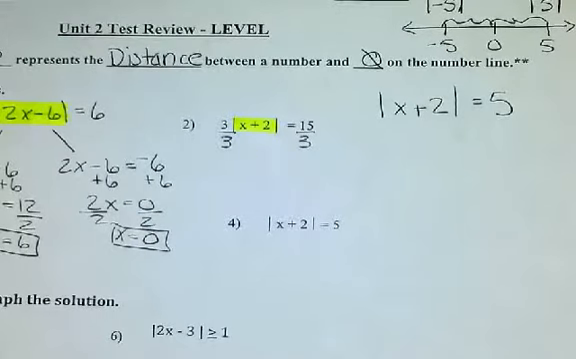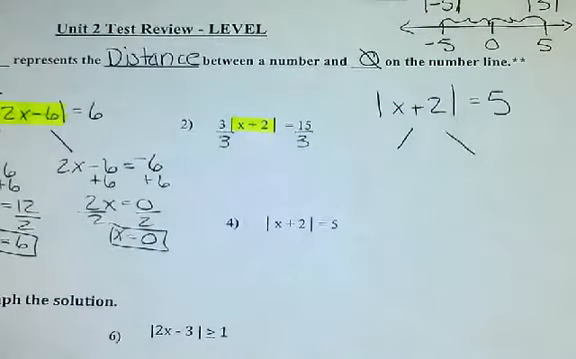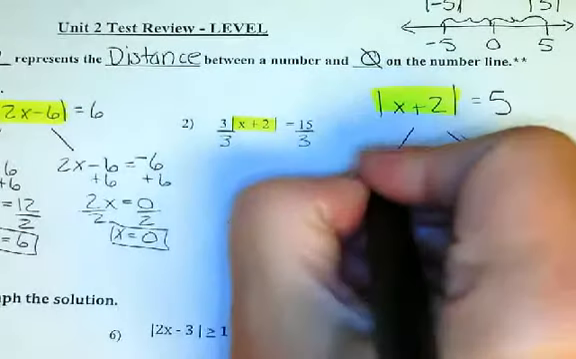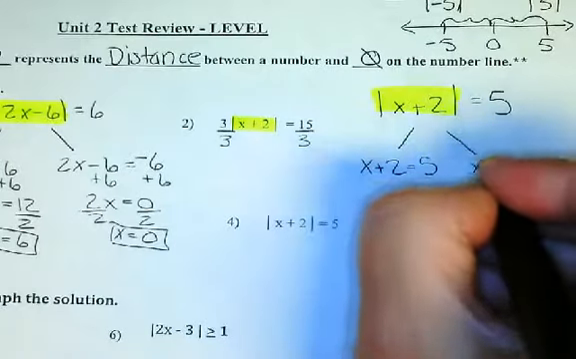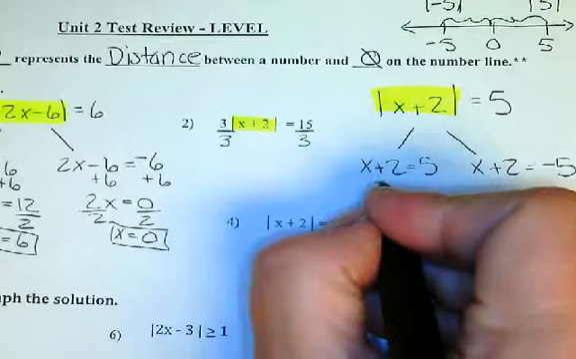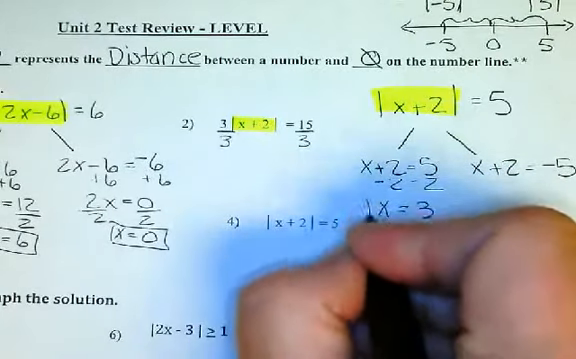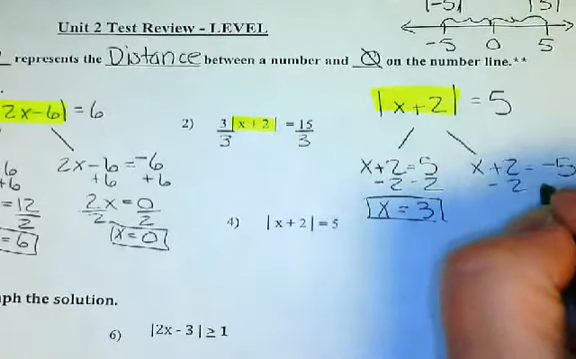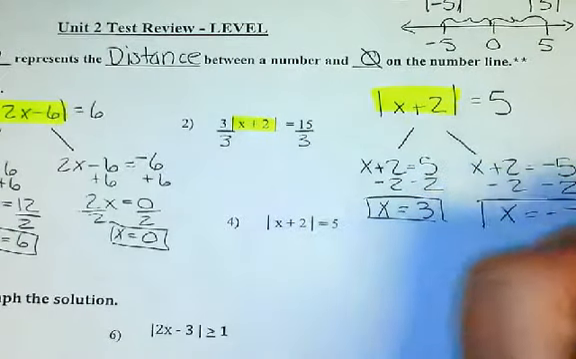Alright, so now what I'm going to do is, I'm just going to start solving it. So now that this part is isolated, I'm going to solve it as x plus 2 equals 5, and then I'm also going to solve it as x plus 2 equals -5. Alright, so here I'm going to do minus 2. So x equals 3. I'm going to do it again over here. So minus 2, and x equals -7.